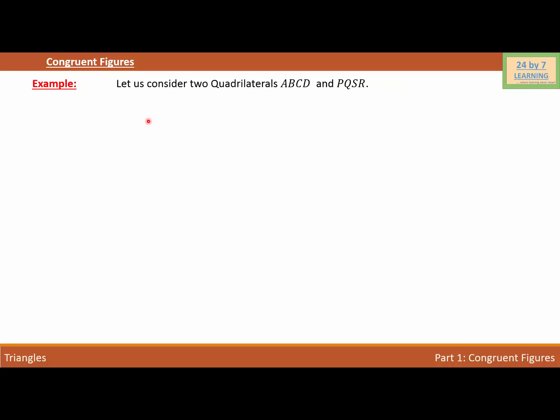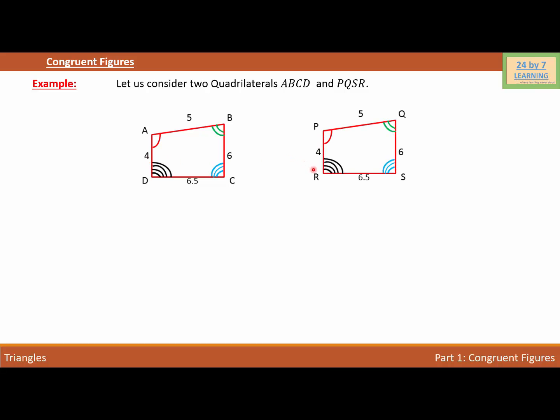So here's the example. Let us consider two quadrilaterals ABCD and PQSR. In order to explain this, I'm going to draw quadrilateral ABCD. So here is my quadrilateral ABCD, and as you can see, AB is 5, BC is 6, CD is 6.5, and DA is 4. Now let's consider another quadrilateral PQSR, where PQ is 5, QS is 6, SR is 6.5, and RP is 4.